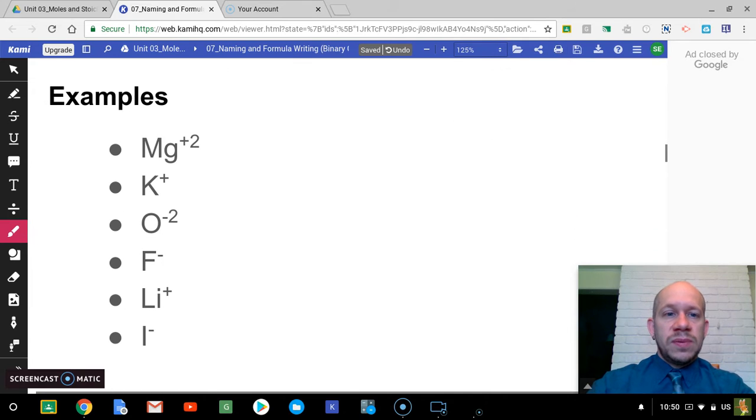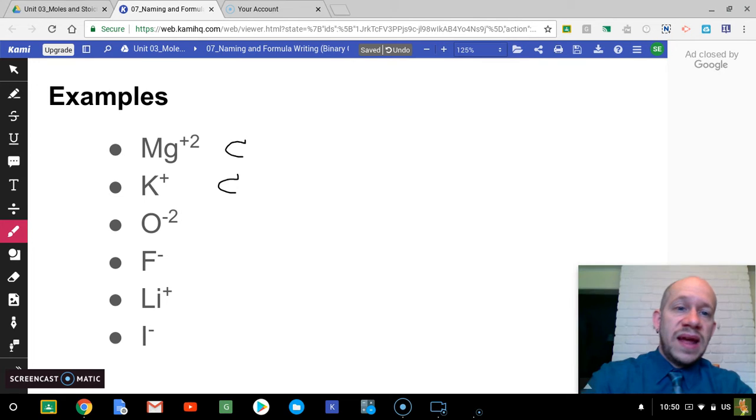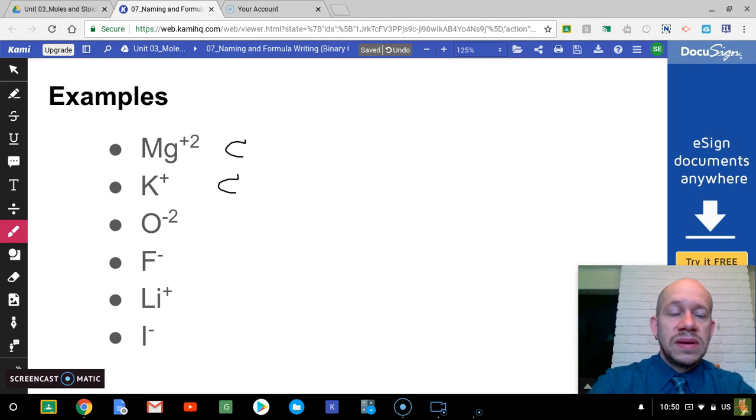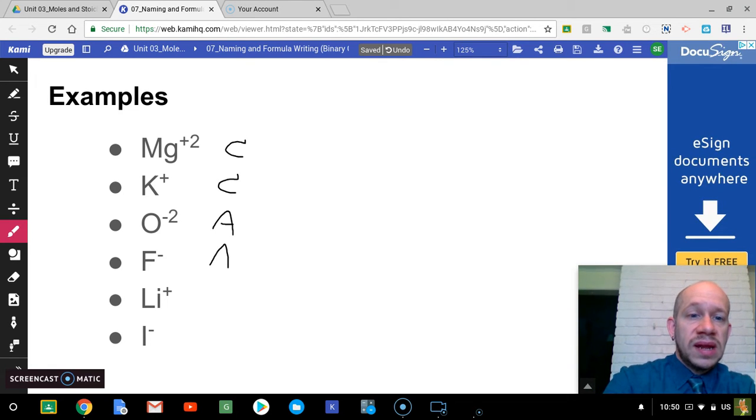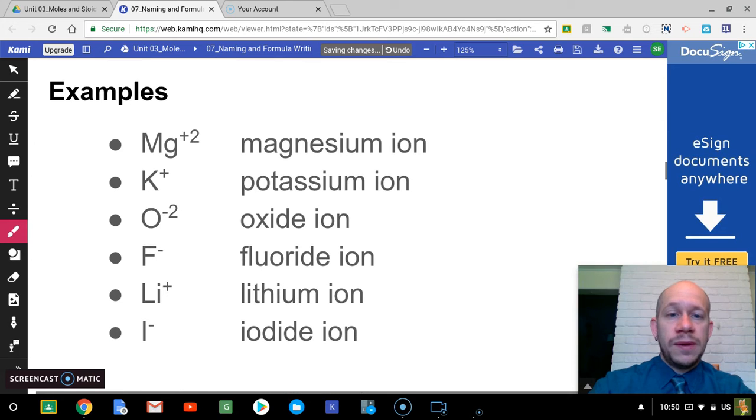So here are some examples. If it's positive, it's a cation. So these first two are cations, and this will be a magnesium ion, and this will be a potassium ion. If it's negative, it's going to be an anion. So these next two are anions. So this is going to be an oxide. Recall with an ion, we're going to end with IDE. This is fluoride ion. Here's a cation, so it's going to be lithium ion. And this is an anion, so therefore it will be an iodide ion. So the next slide gives those words listed out, so you can write them down.